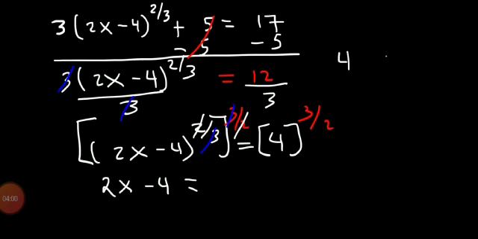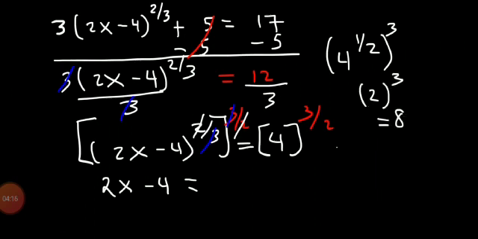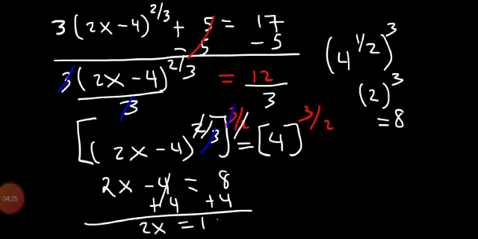4, if we want to remove 3 by 2: if we are separating the 2, then 2 is the denominator and 1 is its numerator. 1 by 2 is for square root. So the square root of 4 is 2, and then after taking its cube it will become 8. After shifting 4 to the other side, 8 plus 4 is 12, and then the value of x will be 6.